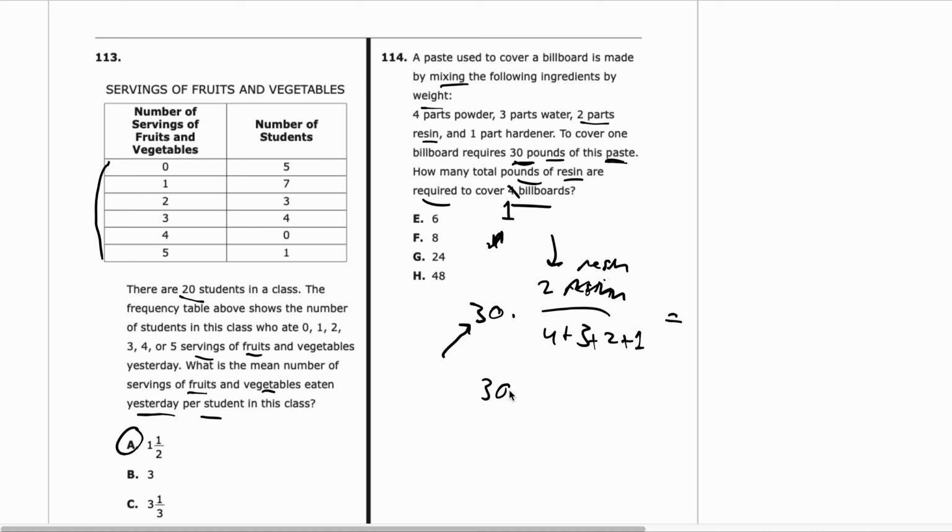So this would be 30 times 2 over 10, which is 6 pounds, right? 6 pounds of resin. So we use 6 pounds of resin to cover that billboard. So therefore 6 times 4, or 24 pounds, would be used to cover 4 billboards, right? So I just multiplied the 30 pounds by the fraction that was composed of resin to get that.